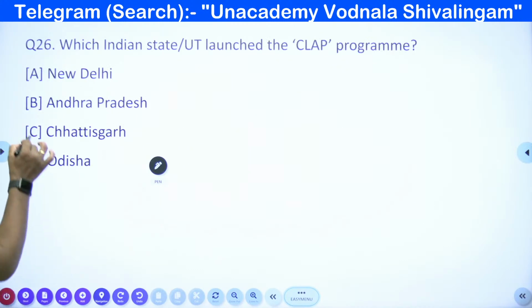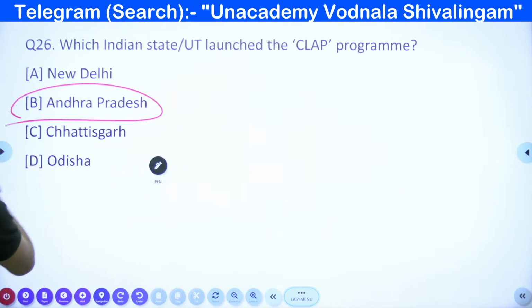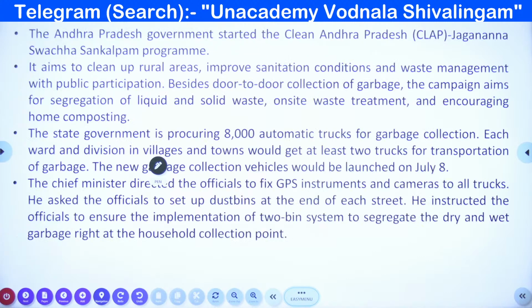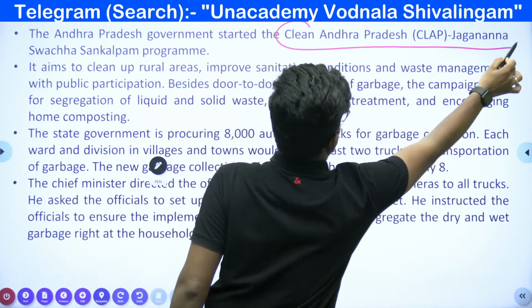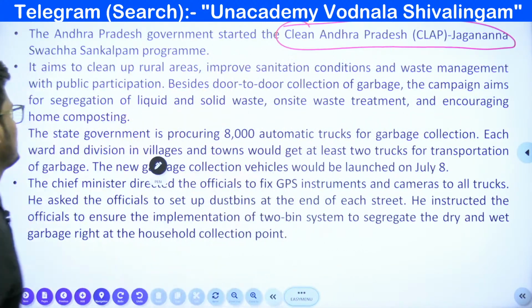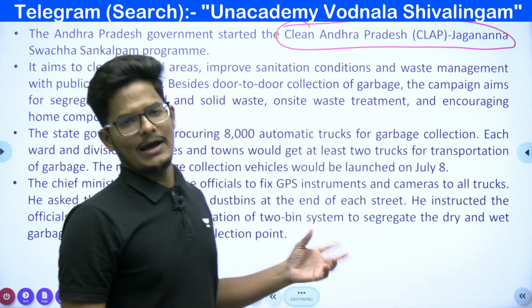Option B is the given answer, that is Andhra Pradesh. The CLAP program is launched by the Andhra Pradesh government, Clean Andhra Pradesh. Jagananna Swachha Sankalpam program, which is CLAP.